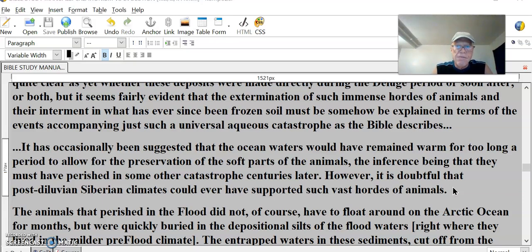Well, in any case, it has already occasionally been suggested that the ocean waters would have remained warm for too long a period to allow for the preservation of the soft parts of the animals, the inference being that they must have perished in some other catastrophe centuries later. However, it is doubtful that post-diluvian Siberian climates could ever have supported such vast hordes of animals.